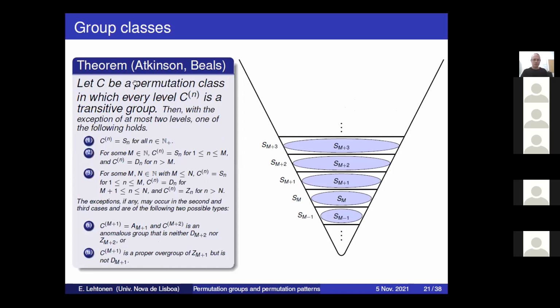This theorem is also nice. It's a full description of group classes in which every level is a transitive group. How about other group classes in which not every level is a transitive group? And it was these two questions that I set forth answering.